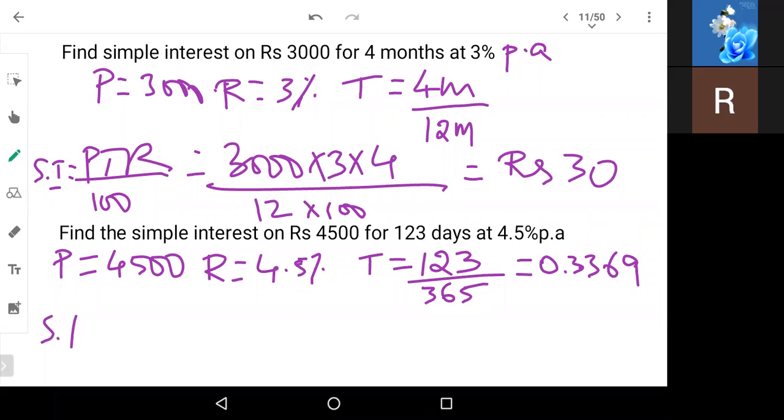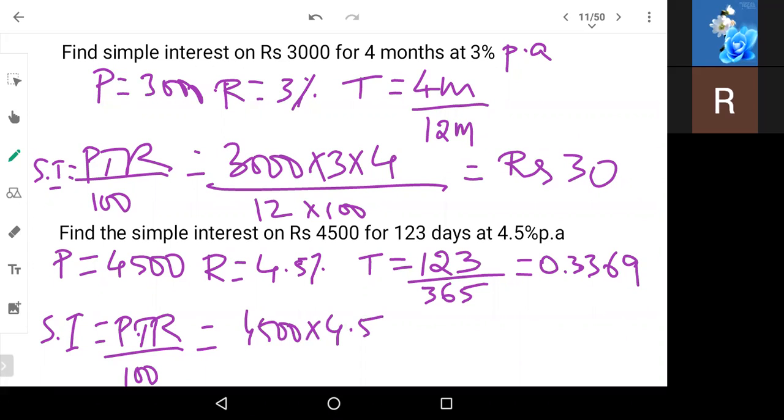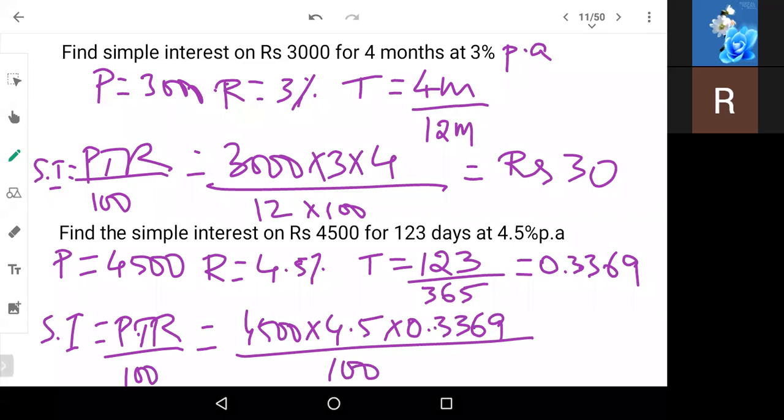Now find out. Simple interest is equal to PTR by 100. So 4500 into 4.5 into 0.3369 divided by 100. What will be the amount? 68.22. Okay, 68.22, or if you are getting 68.3 also is fine. 68.22 is fine. Correct, very good.